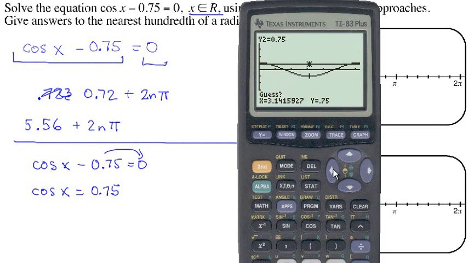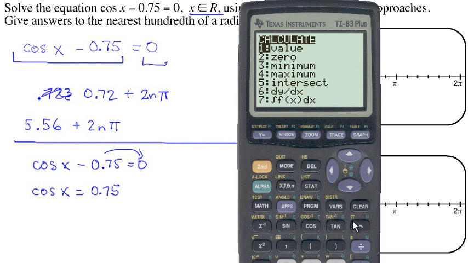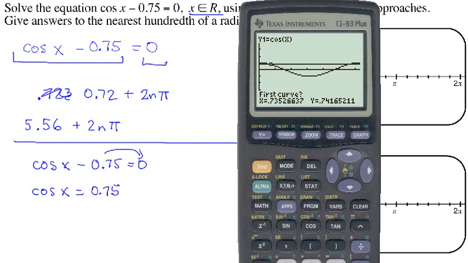And finally, it says guess. This time the guess matters. It's going to find the point closest to your guess typically. So if you want the left point, move your guess over this way. Enter. And there's our 0.72 again. And if you want the other point, second calc, intersect, first curve, yes, second curve, yes, and now move the guess over to the right edge of the screen. That ought to do it. Enter. And there again is our 5.56. And again, the general solutions will be those two numbers plus 2n pi.